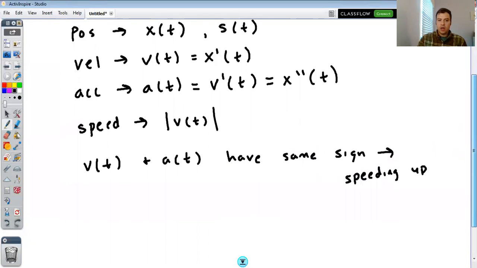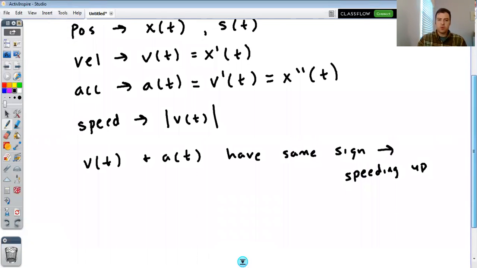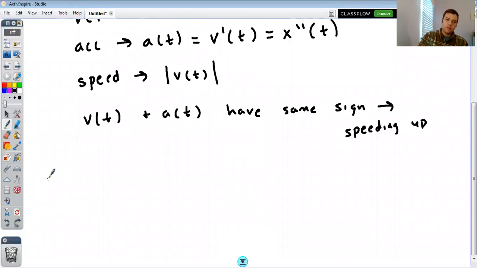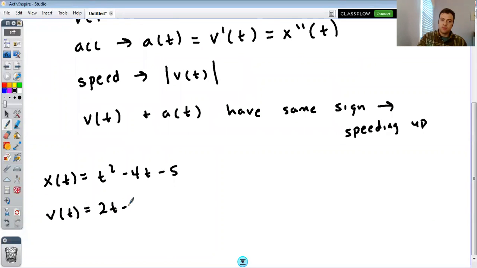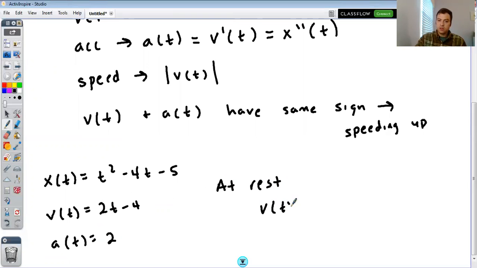Pretty easy to work with this, and I would be ready to work with this both algebraically and graphically. So if a problem were to give you an equation for position, you should be able to easily take the derivative and get velocity, 2t minus 4. Acceleration would just be 2 in this case. You should be able to tell me when is the particle at rest. This would be when velocity equals 0. So that's going to happen at time 2, right?